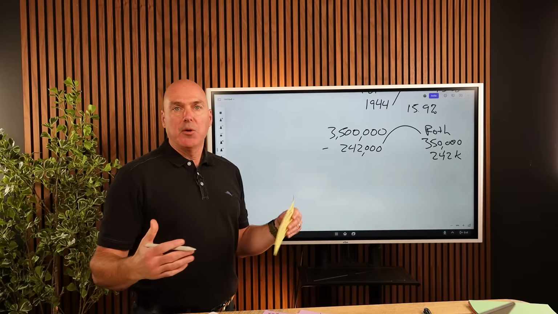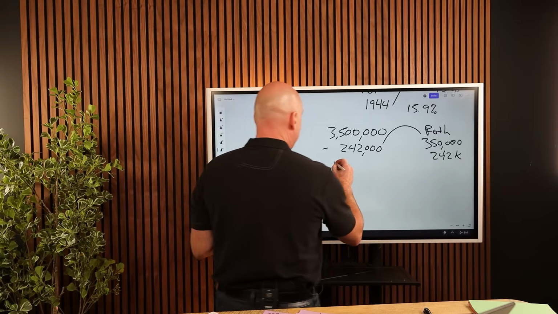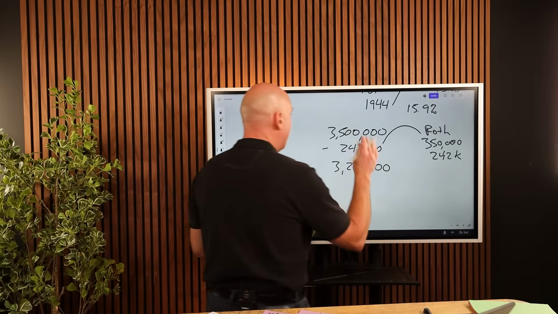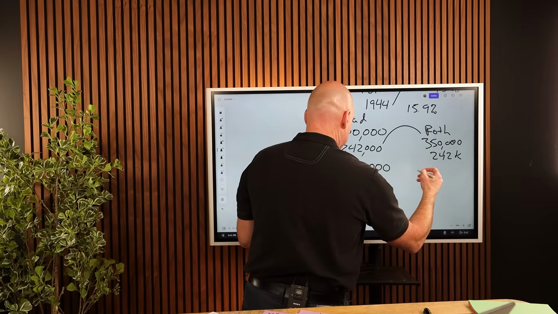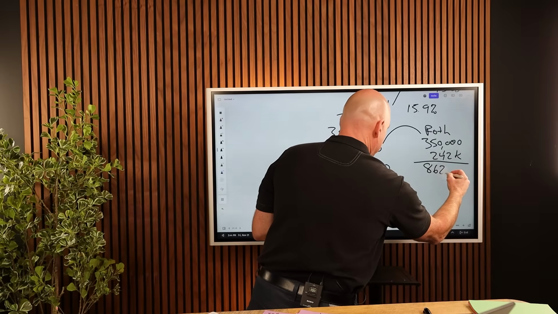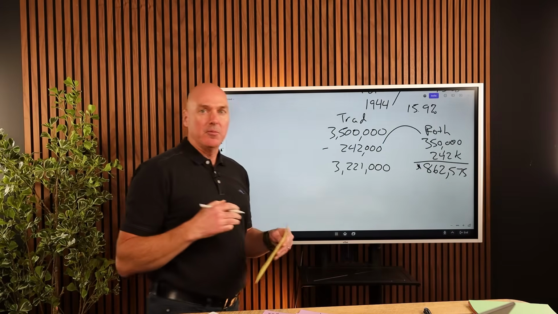We're still going to assume that we're getting that same 3% after inflation growth, and that's going to be $3,221,000 is going to be the balance of that traditional bucket. Our Roth bucket is growing, and now we have $862,575 in that, again, assuming that same 3% rate of growth.